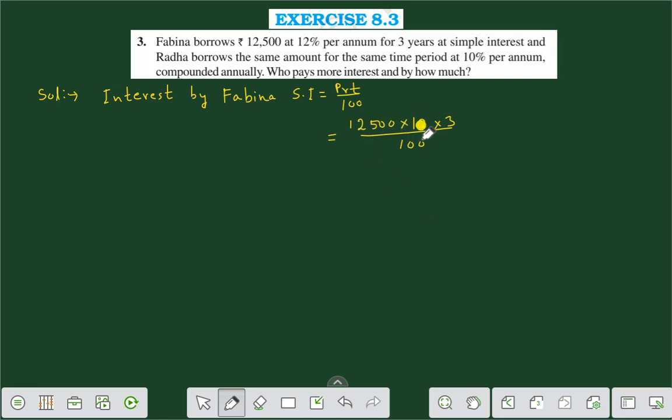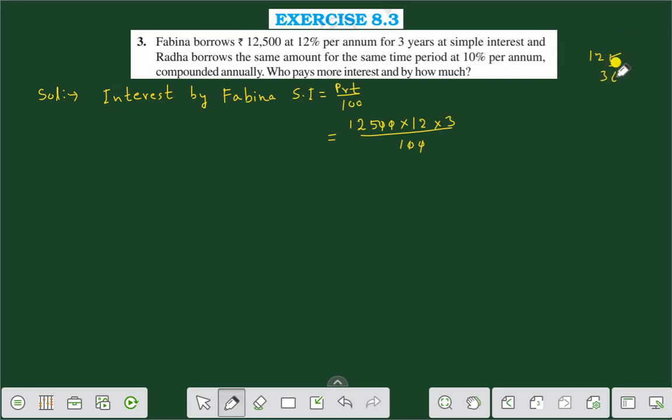Therefore, if we cut these zeros, and here you see 3 into 12 is 36, that is 125. 125 will be multiplied by 36.